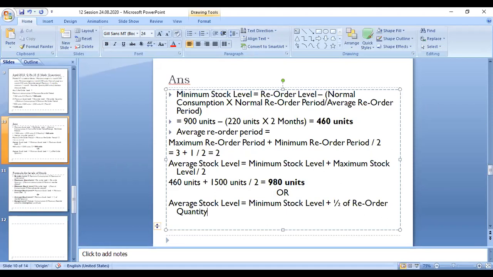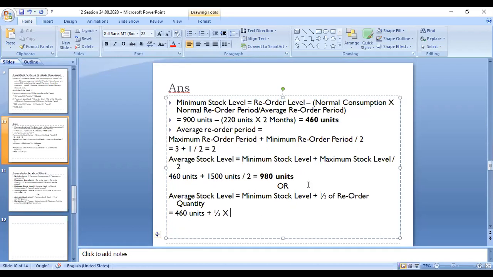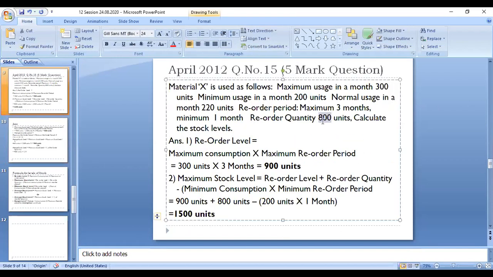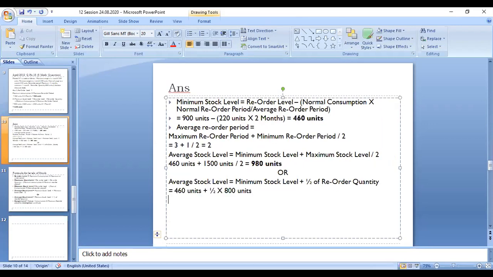Okay, so now what is the minimum stock level? Minimum stock level calculated is 660 units, then plus 1 by 2, which means multiplication. What is the reorder quantity? Reorder quantity is given in the question, that is 800 units. So 1 by 2 of 800 means 400. 400 plus 460, 860 units. So this is the answer.